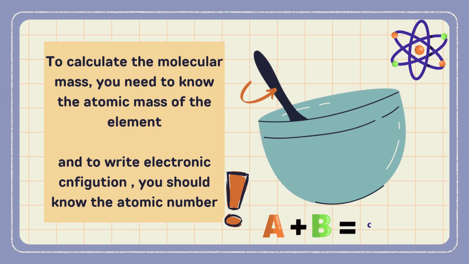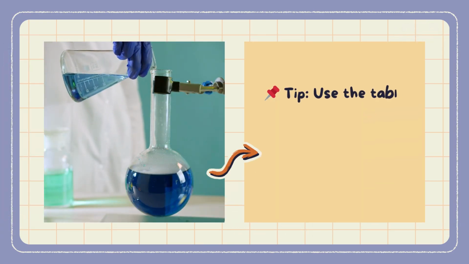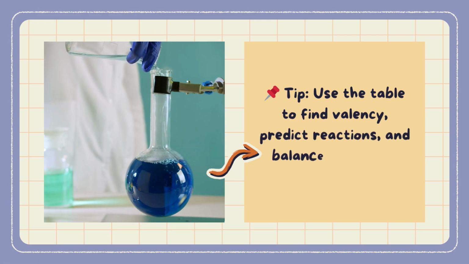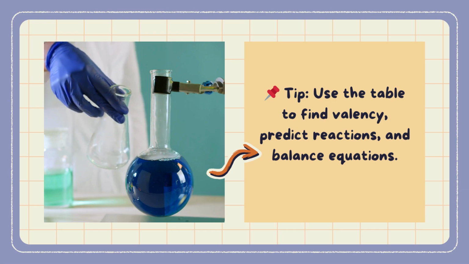So the tip is use the periodic table to find the valency, to predict the reactions, and for balancing equations.